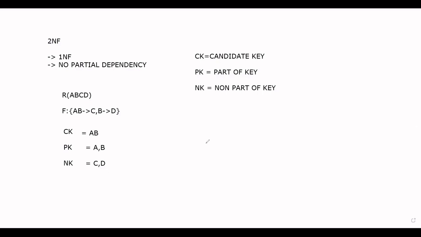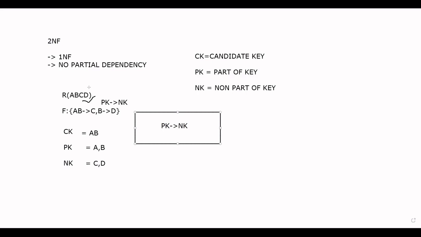Now see, as AB is a candidate key, it is in 2NF. Why? Because as it is in BCNF, so it is in 2NF. Now check for B to D. So how to check? Write down here B. What is B? B is your PK. So write down here PK. And what is D? D is NK. So you got PK to NK. Now here, what is partial dependency? Partial dependency means PK to NK. Remember, draw it in a box once you are writing it. So this is a partial dependency, that is PK to NK.